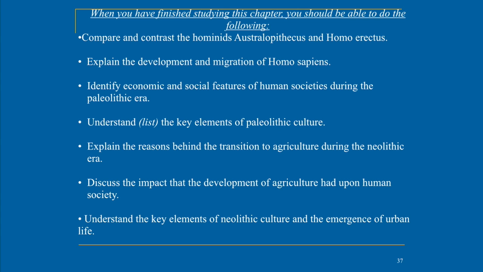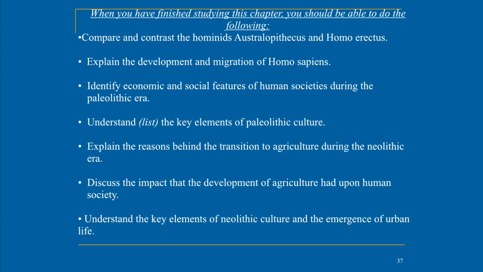Compare and contrast the hominids, Australopithecus and Homo erectus. I'd do a little T-chart to figure that one out. Explain the development and migration of Homo sapiens. Go look at that map. Identify economic and social structures of human societies during the Paleolithic era. Make a little chart: economic, social, features, and so on. Understand or list the key elements of Paleolithic culture.